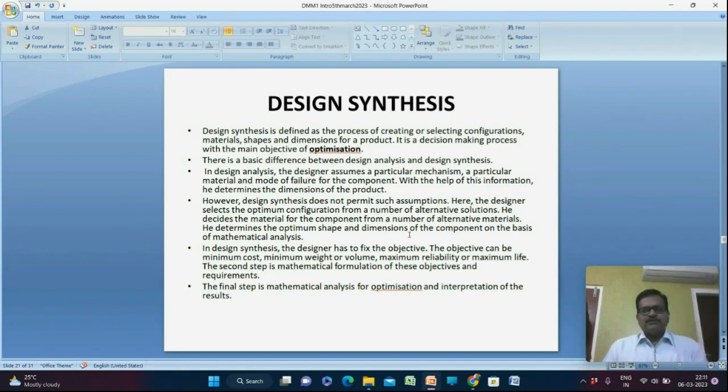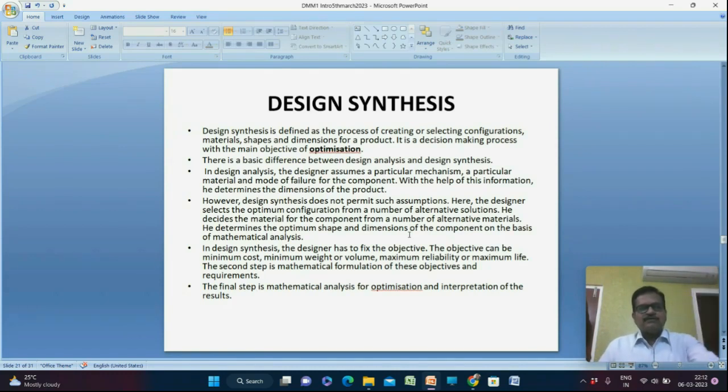The basic difference between design analysis and design synthesis: In design analysis, the designer assumes a particular mechanism, a particular material, and a mode of failure for the component. With the help of these three, he is going to determine the dimensions of the product. Whereas in design synthesis, he is not going to make such assumptions.